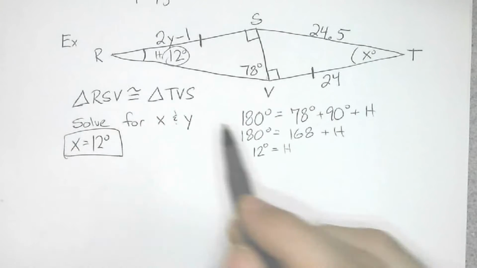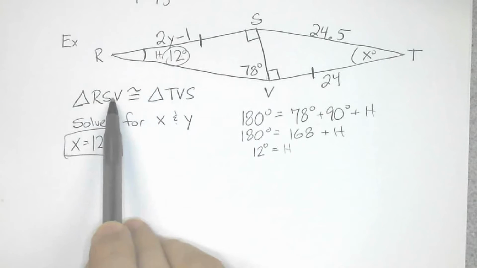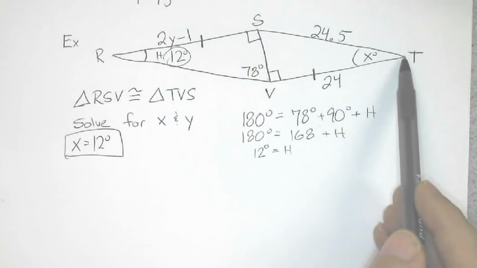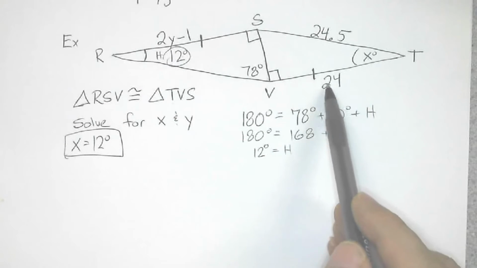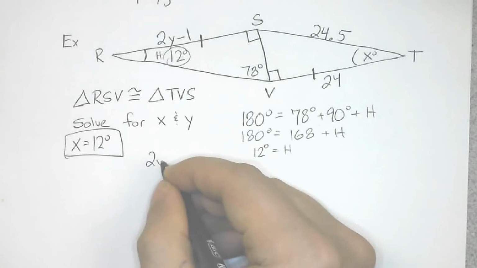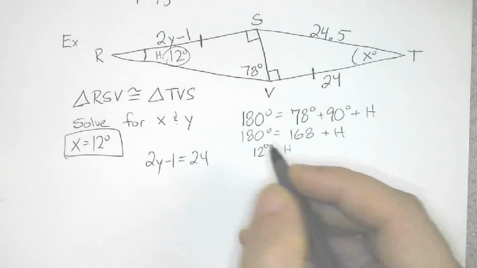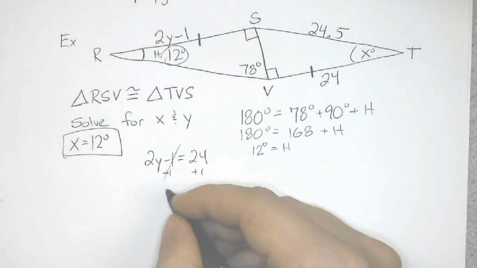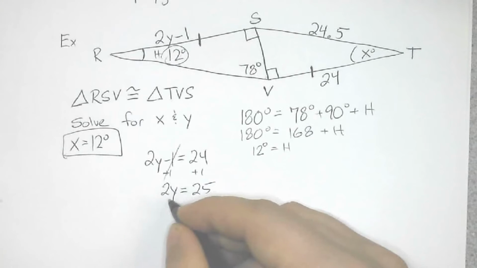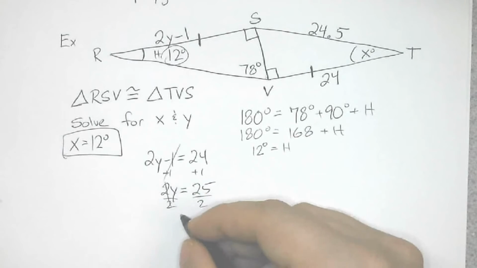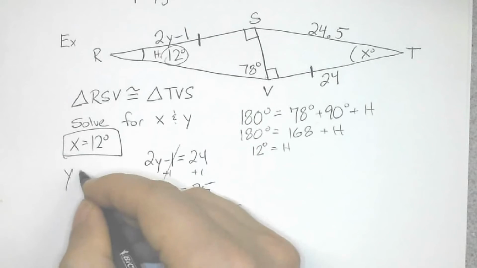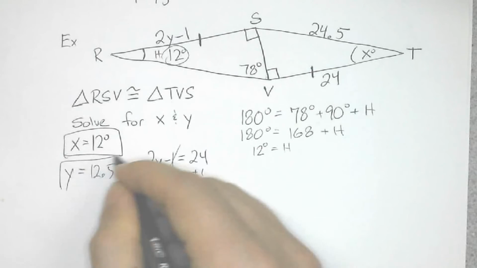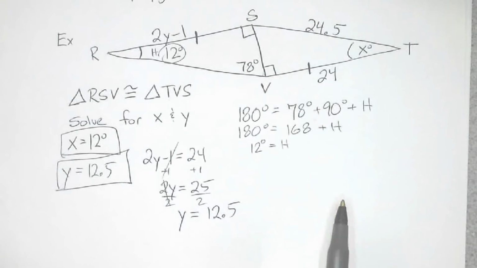Now I'm halfway there. Let's look for y. Well, remember, RS corresponded to TV. That means that the 2y minus 1 from here is equal to the 24 here. So 2y minus 1 equals 24. Add 1 to both sides. I get 2y equals 25. Divide both sides by the coefficient of y, which is 2. I end up with y equals 12.5. So there we have it. And that is using congruency statements and corresponding parts to solve for variables.